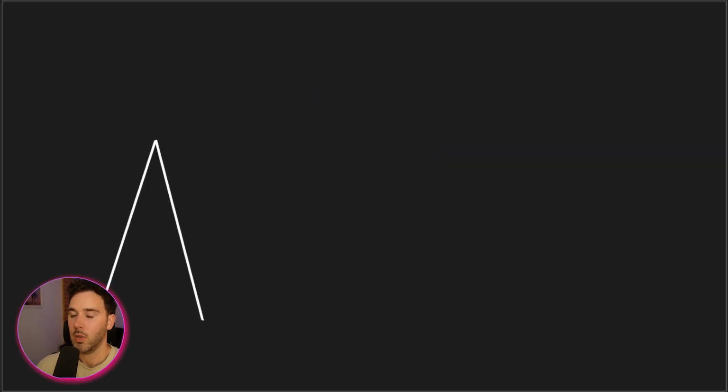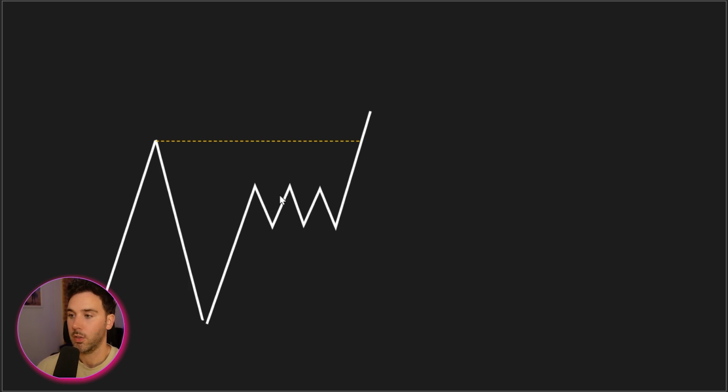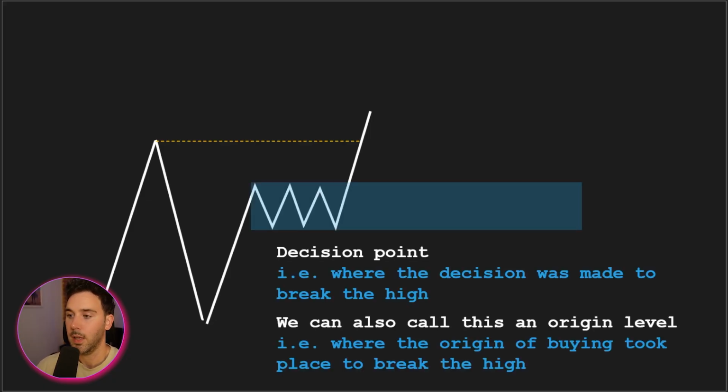So, ultra grade professional line charts again. Here we have a high that has been put in on this chart, and then essentially price has moved up, gone sideways, and then pushed up again. And let's mark it. This is our decision point. This is where the decision was made to break the high, and we can also call this an origin level, i.e. where the origin of buying took place to break the high.